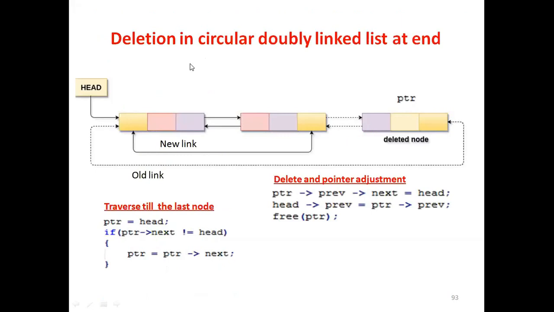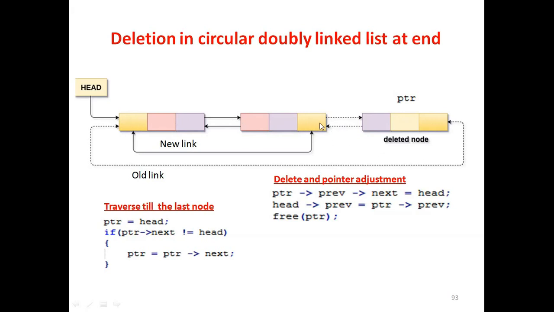Now, the next operation is deletion in the circular doubly linked list at the end. Here we will delete the last node of the circular doubly linked list. This is a circular doubly linked list, and this is the last node. If you want to delete this node, what will happen? After this node is deleted, what will be the value of this field? This is the second last node. What do we have to update? We have to update this field, yes or no? And this field also we have to update.